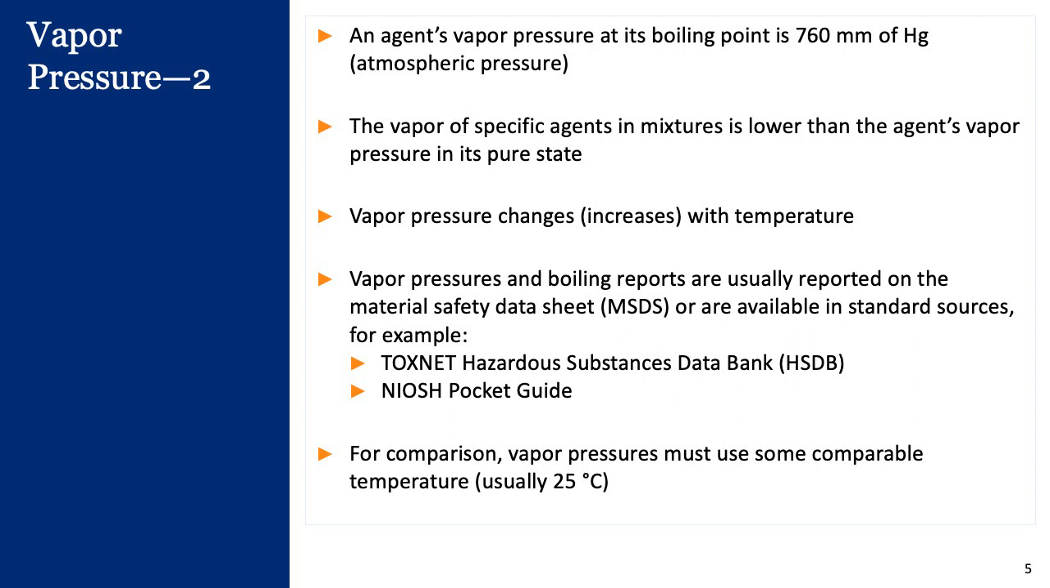Vapor pressures and boiling temperatures are usually reported on the material safety data sheets, or MSDS, and are available in government sources such as ToxNet or the NIOSH Pocket Guide. The vapor pressures are usually related to a particular temperature, usually reported at 25 degrees centigrade or 20 degrees centigrade from the standard sources.